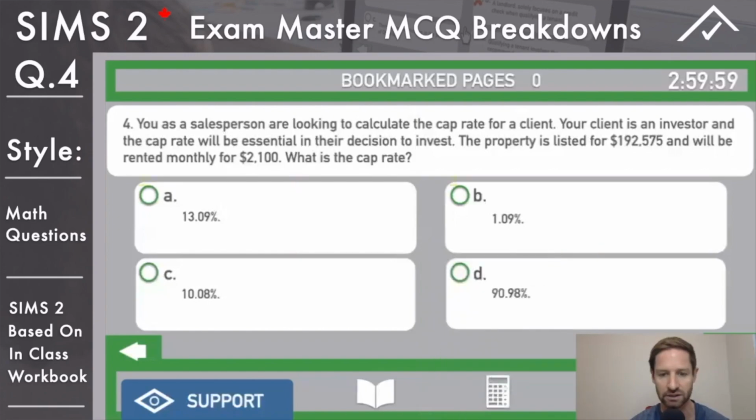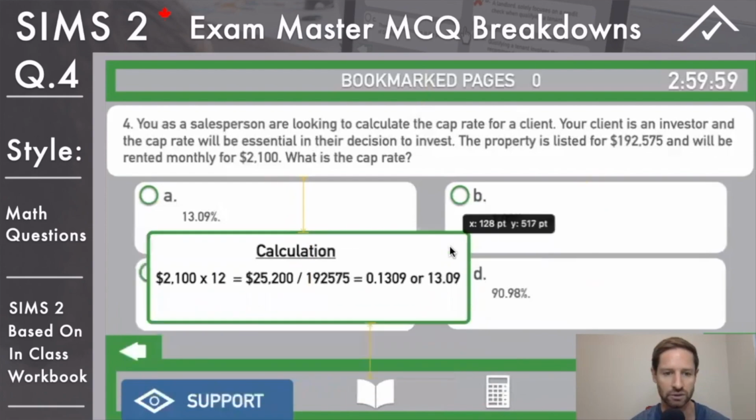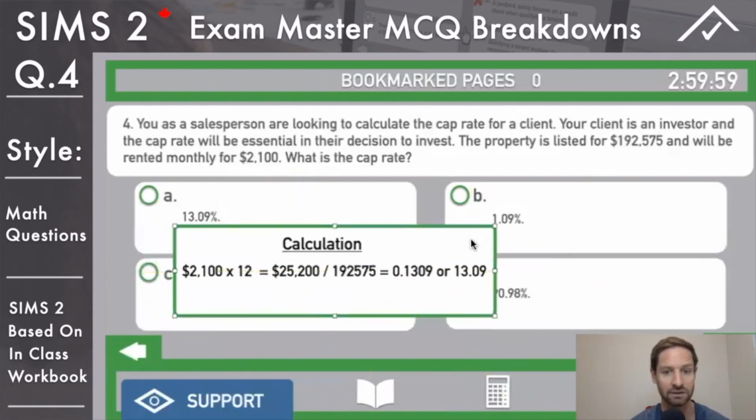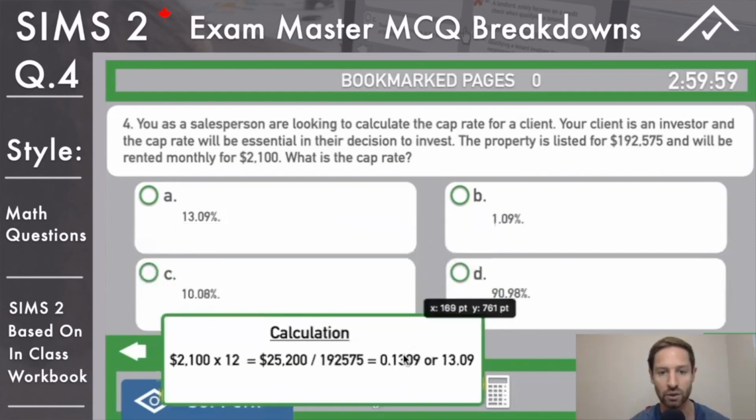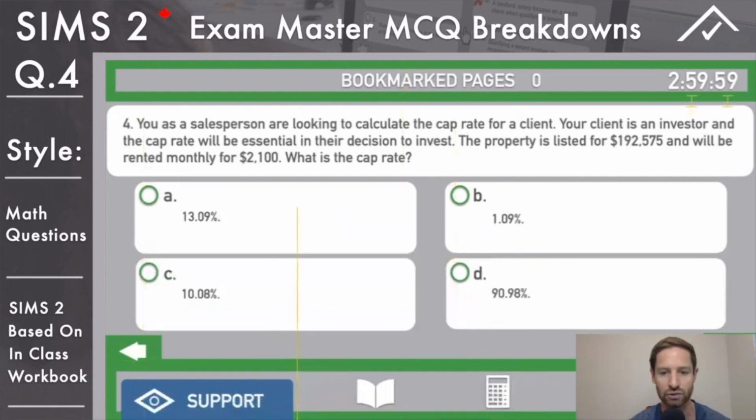I'll just show you the calculation right here, but you can do it on your own if you like. You'll see one calculation in there that's tricky: times 12, because what did they mention? Monthly rent, and we need annual income. So 2,100 times 12 equals 25,200, divided by 192,575 equals 0.1309. When moving decimal places into percentages, we always move them two places to the right, don't we? So 13.09%.